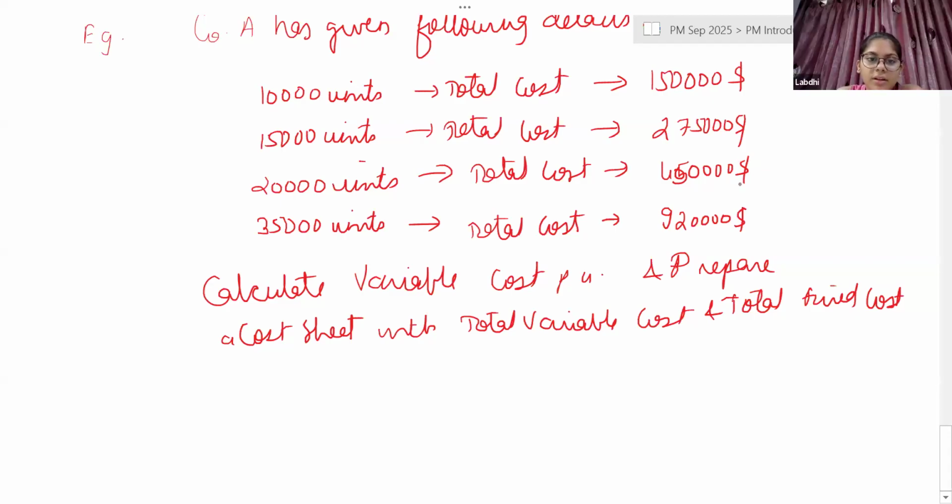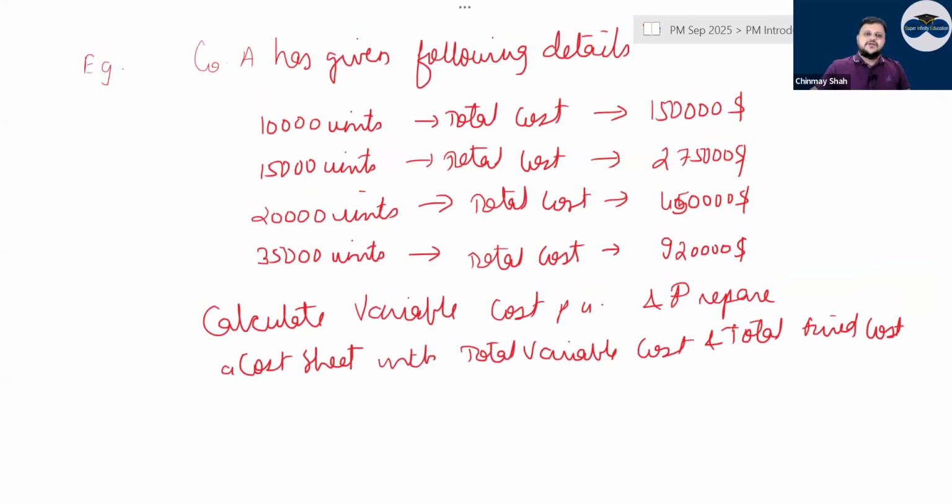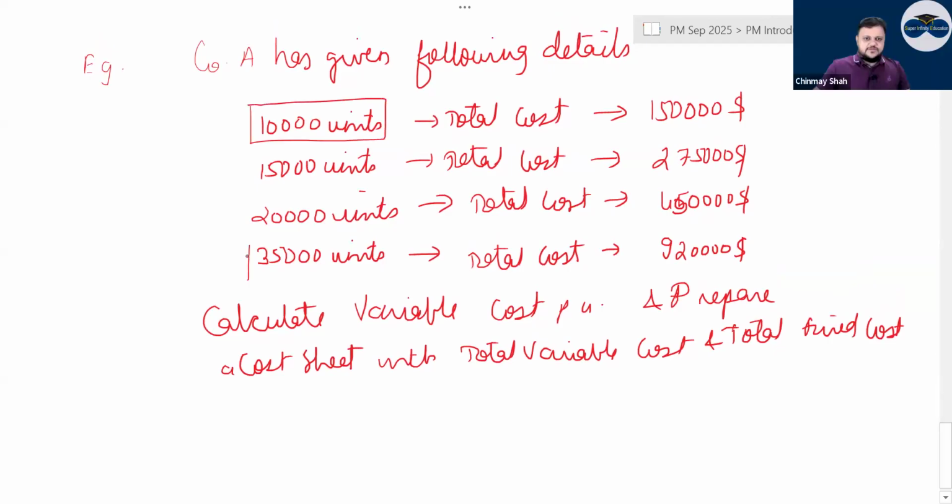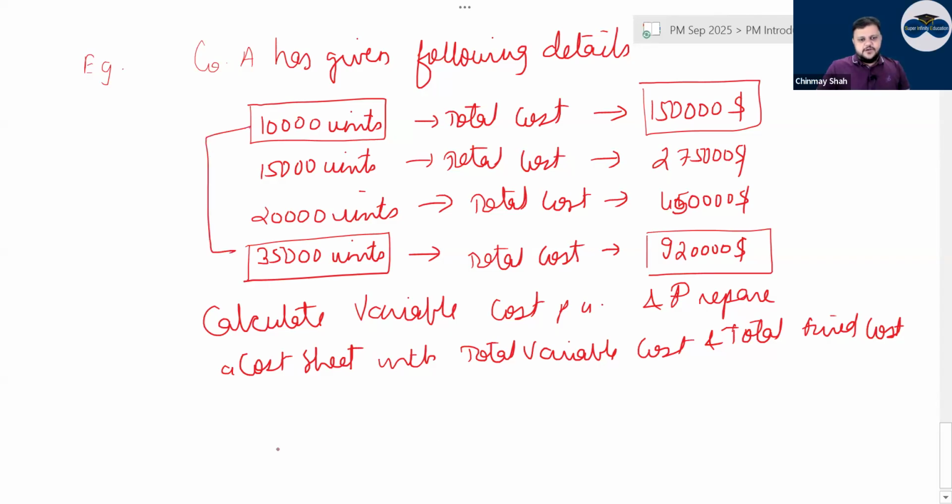The total cost divided by the number of units? Or the difference of total cost, do you want to say? Yes, sir, at the lowest. So which is the lowest production that you have done? 10,000. Highest is 35,000. So the difference between 10,000 and 35,000, and compared to that the total cost of 920. Difference between them gives the variable cost per unit.